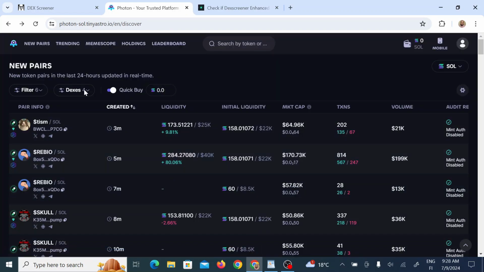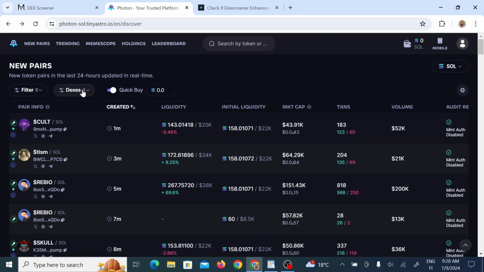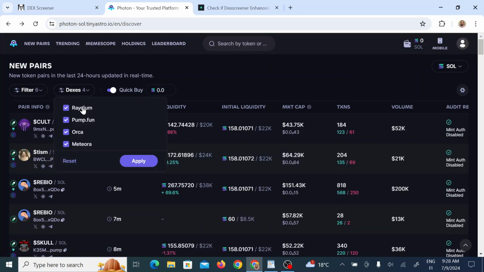So next, we look at the number of dexes that you want to look at. So you can see we have all these options. We have Raydium, Pump.Fun, Orca, Meteora. But personally, I mostly look at coins that are trading on Pump.Fun and Raydium. So we can uncheck these two and apply.